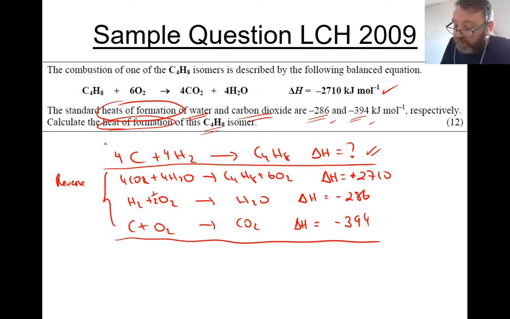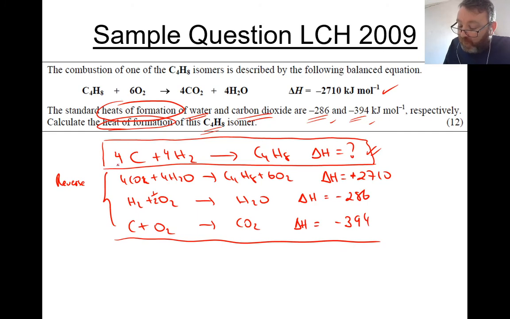Now, this is the equation I want to build, okay? So I want to build this. Now take a look. I want 4 carbons. I have to have 4 carbons. I've only got 1. So what I'm going to do here is multiply the entire equation by 4, which will give me 4 of them, 4 of them, 4 of them, and keep going right to the end. You multiply the energy by 4 as well. So 394, when multiplied by 4, becomes 1576.